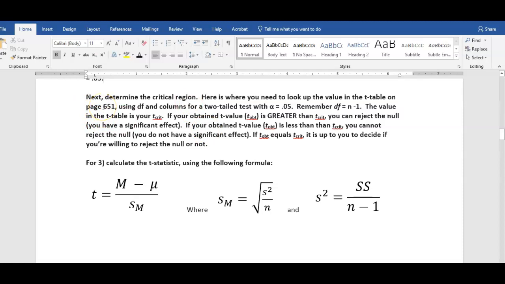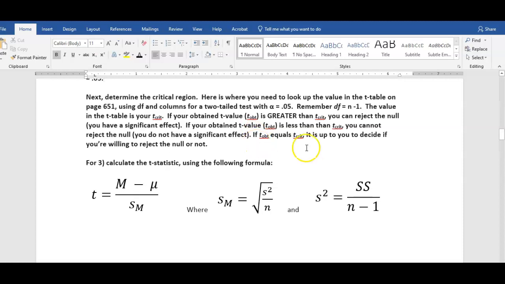Again, that t-table is on page 651 in the Gravetter and Wallnau book. And here we need to calculate degrees of freedom based on sample size and use those columns for the two-tailed test where alpha is set at 0.05. Degrees of freedom is n minus 1, and the value in the t-table is your t-critical value. And again, a refresher: if your obtained t-value that we're going to calculate in the next step is greater than t-critical, we can reject the null and say we have a significant effect. If our obtained t-value is less than t-critical, we cannot reject the null.